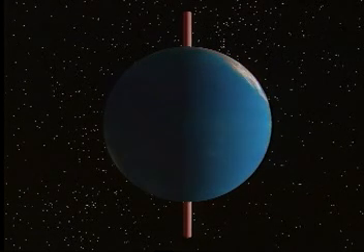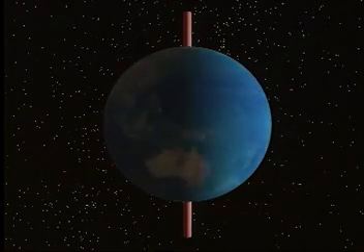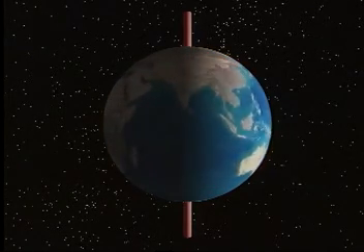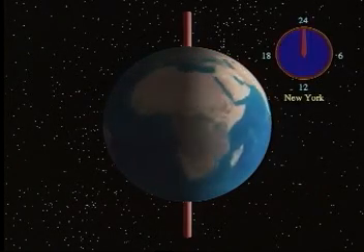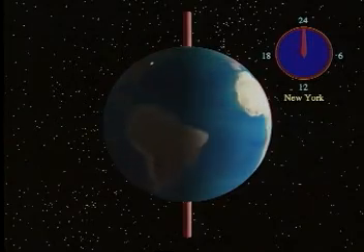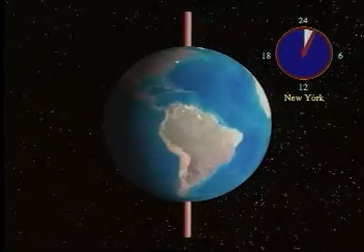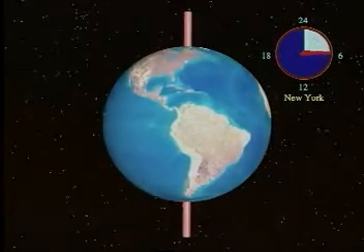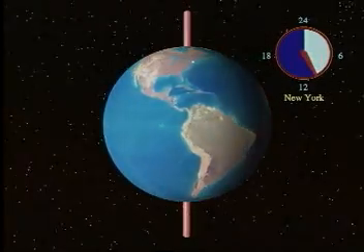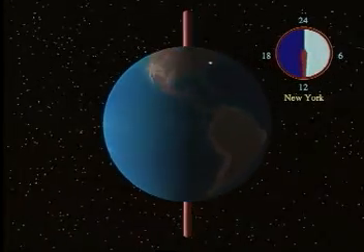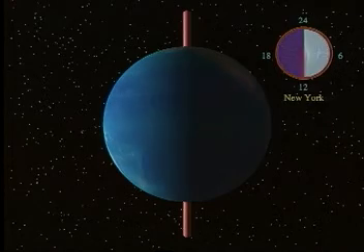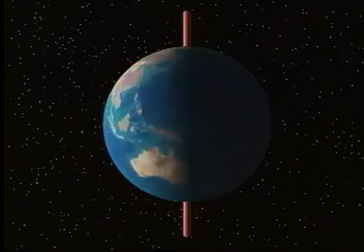To illustrate this, let's follow the city of New York through its daylight hours. We'll start a 24-hour clock as New York crosses from darkness to daylight, and follow the city around to the evening side. You can see that the clock has stopped at exactly 12 hours when New York crossed from daylight to darkness.